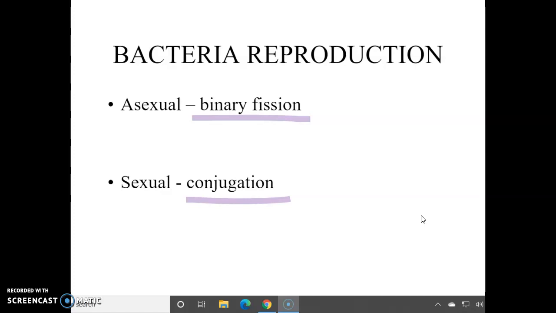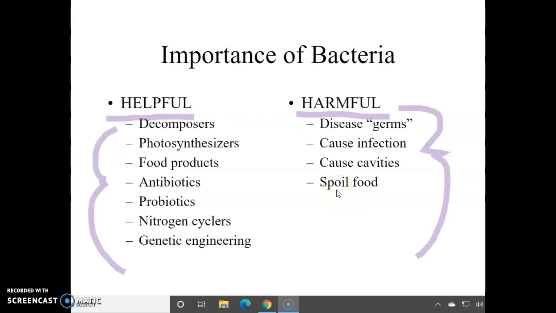So 17 is no wrong answer. You choose. Do you consider bacteria to be more helpful or more harmful? And just circle your answer, whatever you think. Okay, and here's some you can list. List these, please. Helpful: decomposers, photosynthesizers, food products, things like yogurt, sour cream, some drinks, some alcoholic beverages, antibiotics, probiotics, nitrogen cyclers, and genetic engineering.